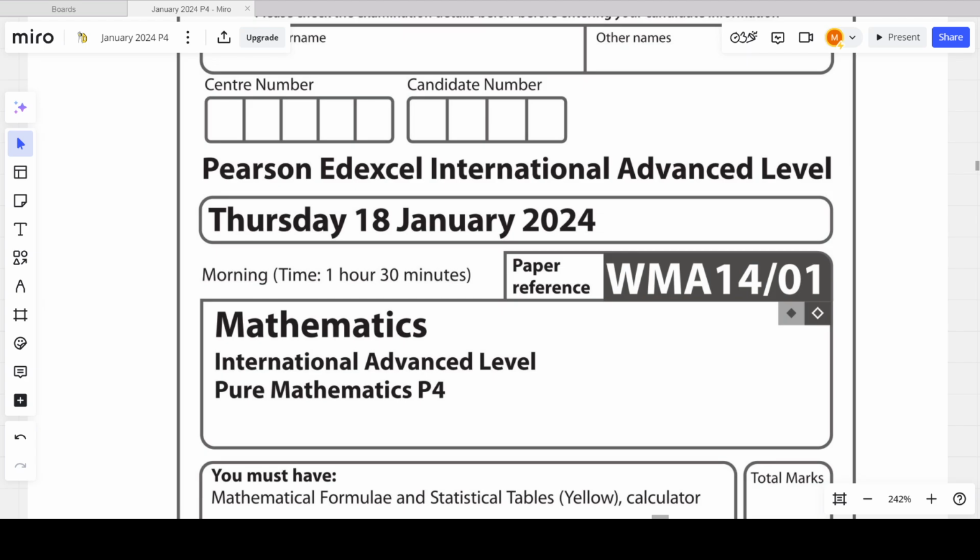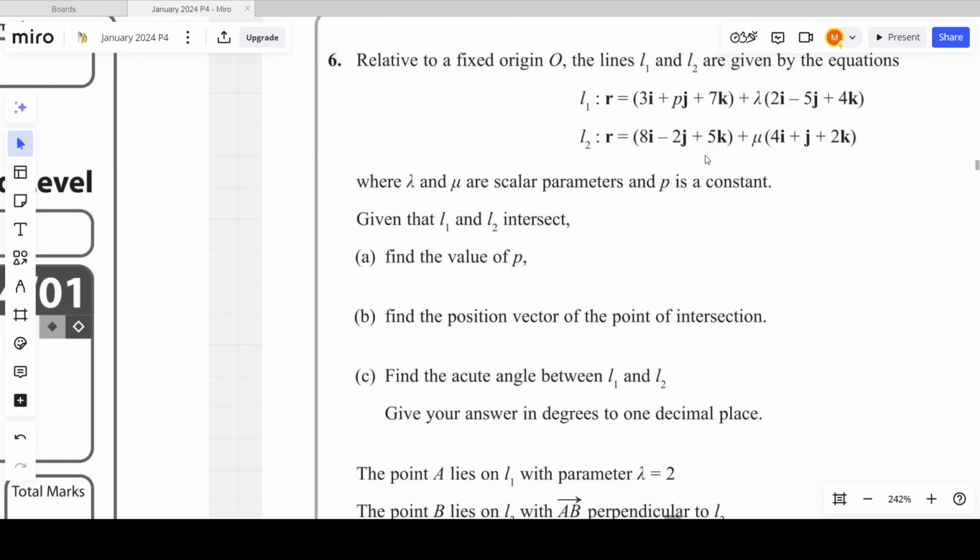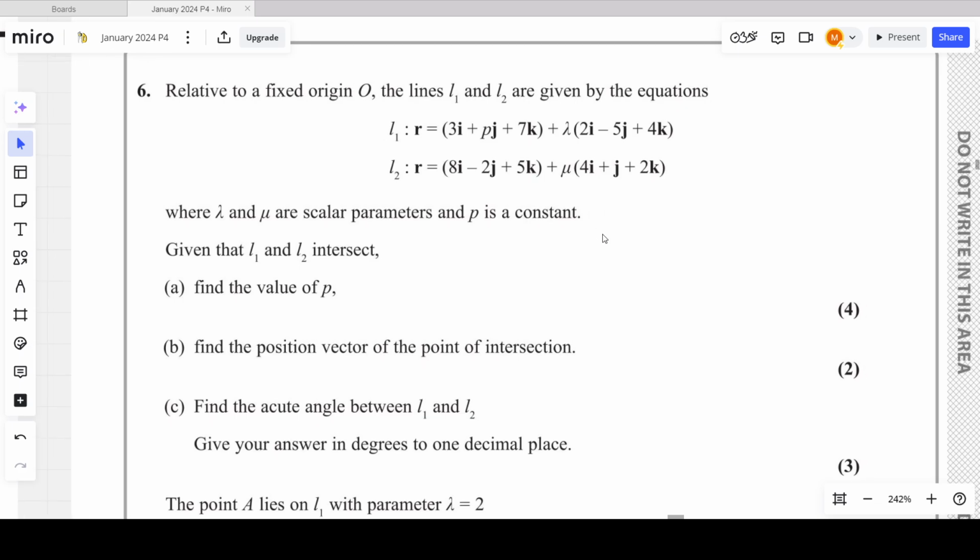So in this video we will try to solve question number 6 from P4 January 2024 paper. Basically question number 6 is from vectors. The concepts behind this question are discussed in the vectors chapter of your P4 syllabus, chapter number 7 of your P4 textbook. Okay, so let's get started.